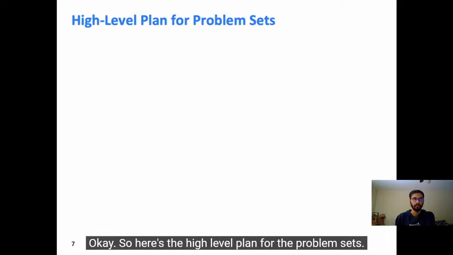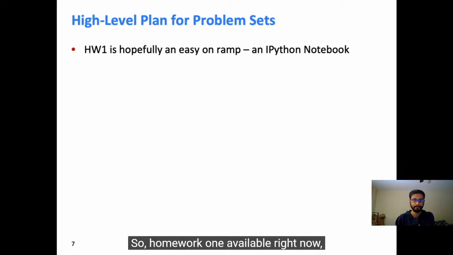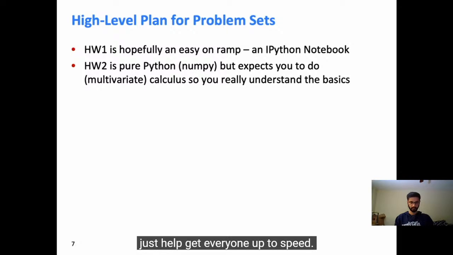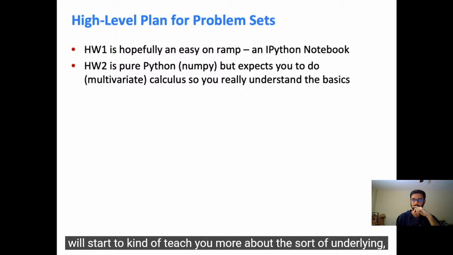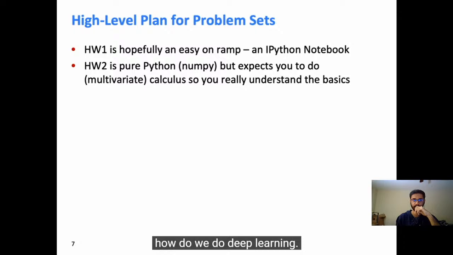Okay, so here's the high-level plan for the problem sets. So homework 1, available right now, is a hopefully easy on-ramp that's an IPython notebook just to help get everyone up to speed. Homework 2 is pure Python plus NumPy, but that will start to kind of teach you more about the sort of underlying how do we do deep learning.